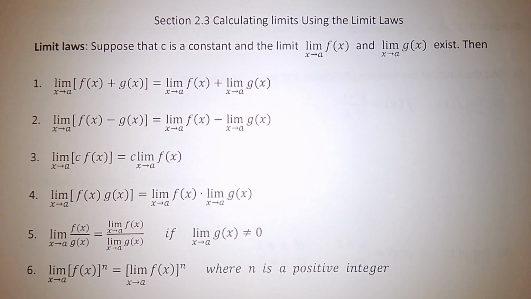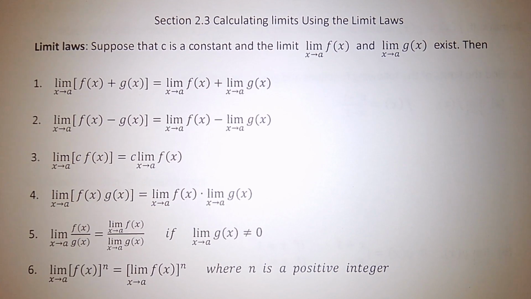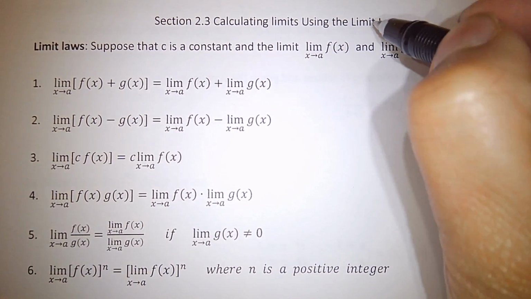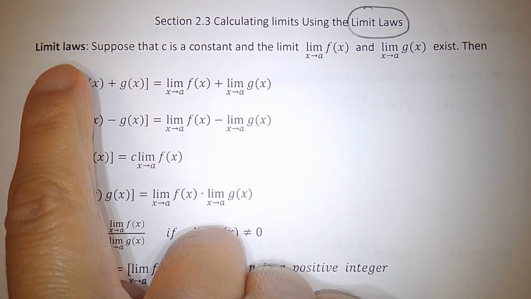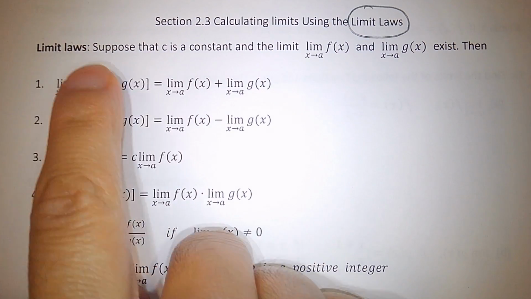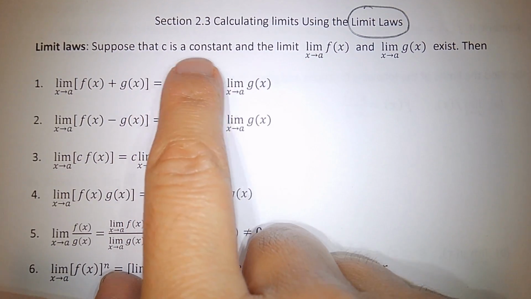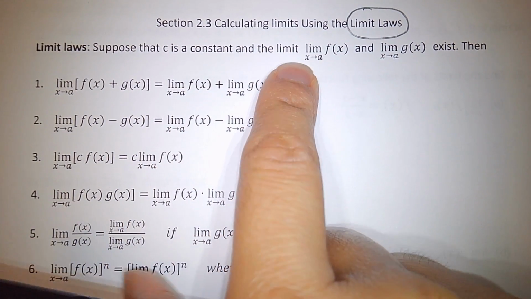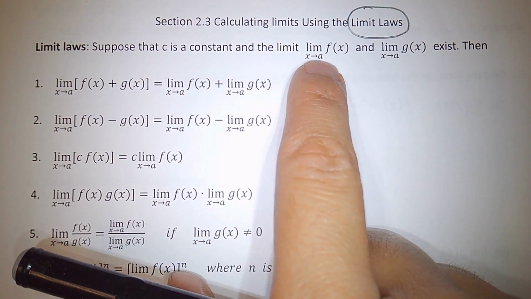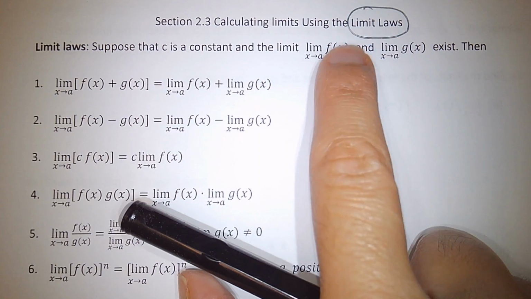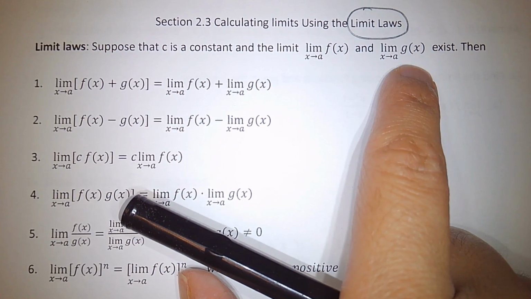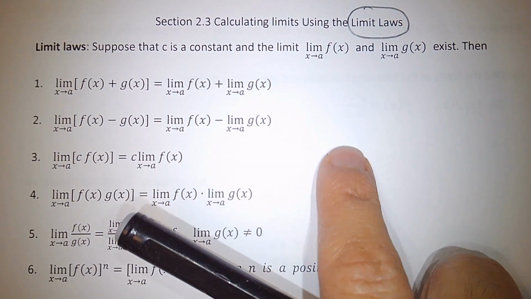Section 2.3, this section, we talk about calculating limits using the limit laws. There are several laws that we need to pay attention to. So let's look at these limit laws. Suppose that c is a constant, and the limit of f of x when x approaches a, and the limit of g of x when x approaches a, both of these two limits exist. Then we have these laws.